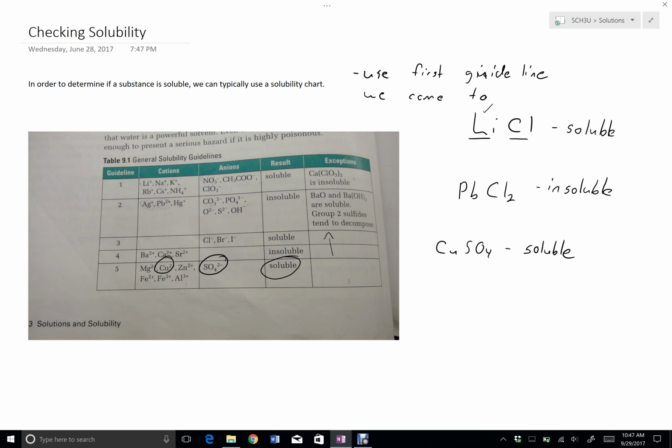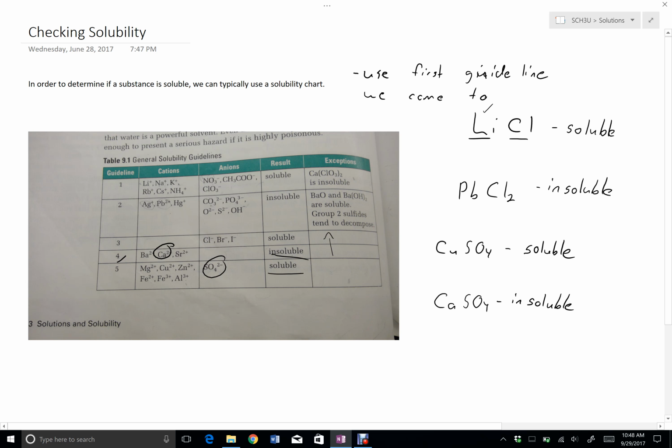One more example. How about calcium sulfate? Calcium's here, sulfate's here. Here we have a disagreement. We have one that's insoluble and one that's soluble. But calcium is in guideline 4, which is better than 5. So this is insoluble.